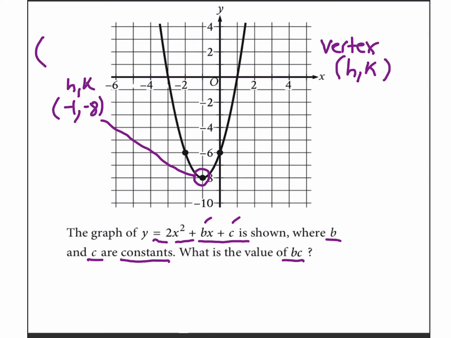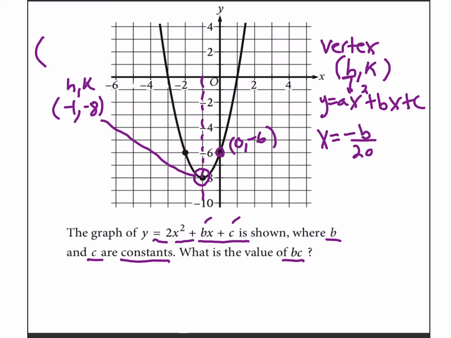Going back to the vertex, the h of the vertex is on this axis of symmetry which goes through the middle. When we have the form y equals ax squared plus bx plus c, that general standard form for parabolas, the way we find the h, the x coordinate of the vertex, is that it will equal the opposite of b over 2 times whatever a is.